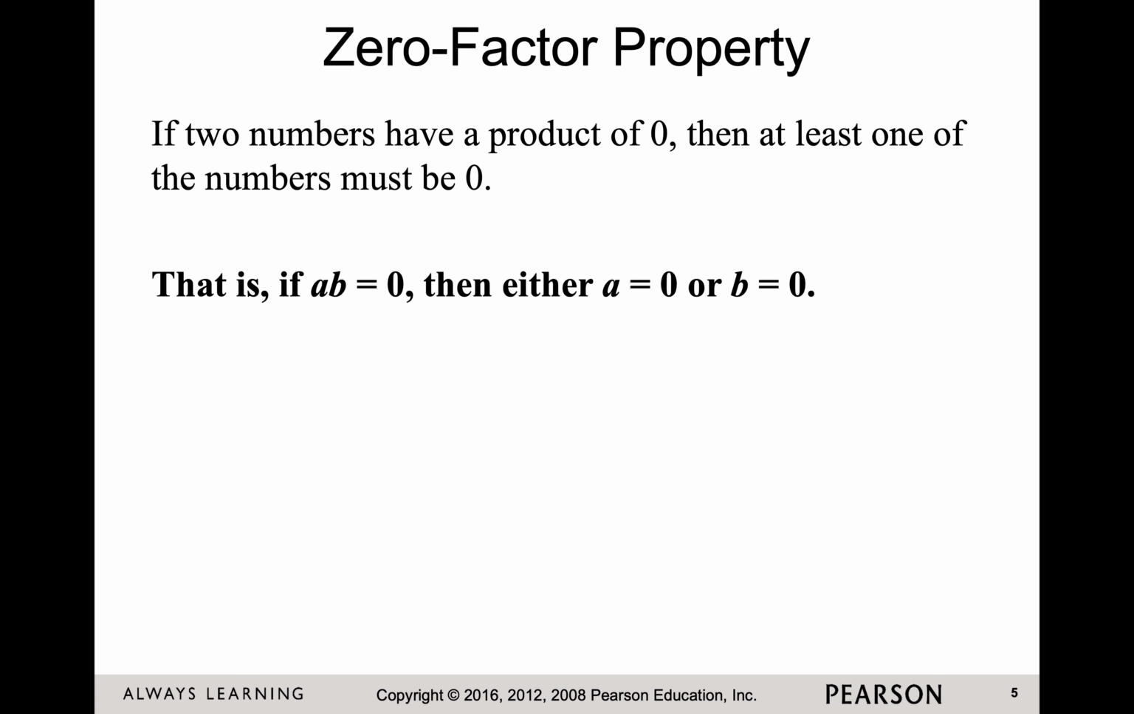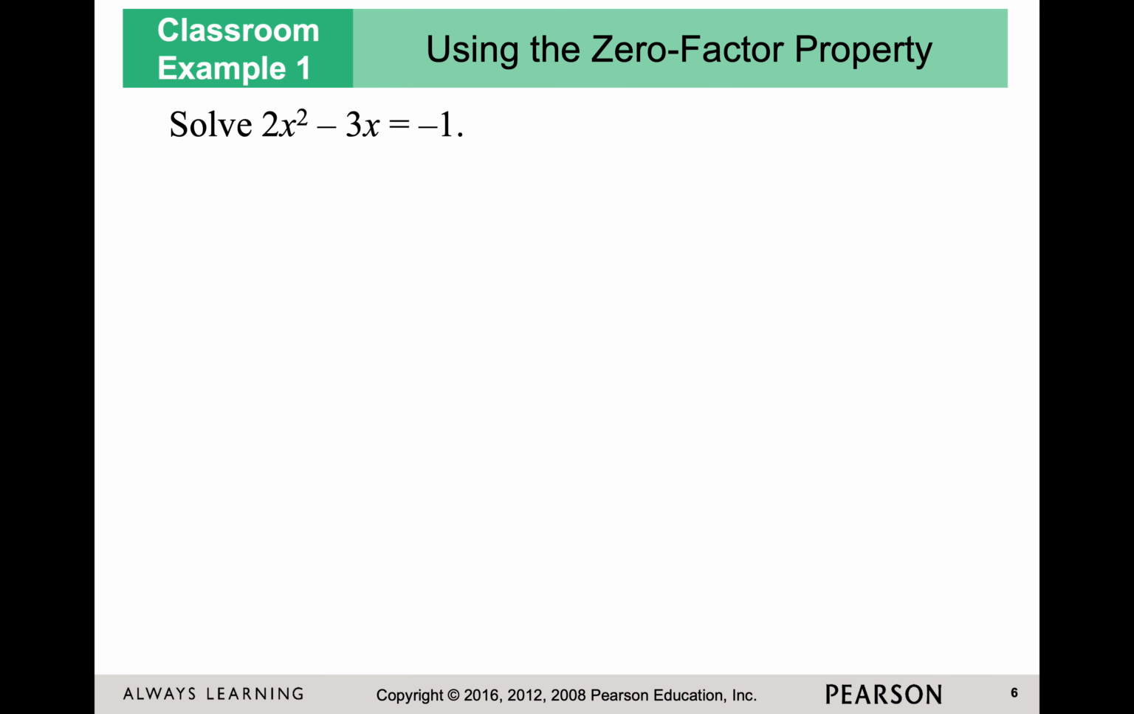So let's review the zero factor property. If A times B is 0, then either A or B has to be 0. That seems kind of redundant, right? We already know that. Something times 0 is always going to be 0. This is how this plays out, though.